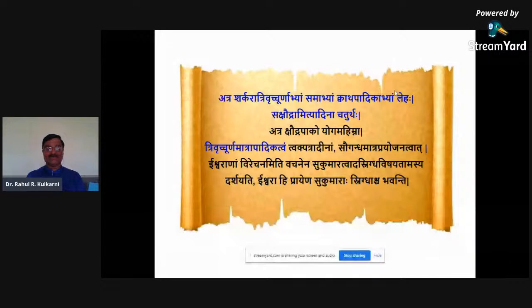Ishwaranam virechanamiti vachanena sukumaratvat snigdha vishetamasya darshayati. Now, wherever the term Ishwaranam comes, you have to consider that for the Sukumara and the Samyak Snigdha Purushas. So in those people, if you administer this, it will be most beneficial. Being Sukumaras, they can appreciate fragrant medicines to make it more palatable and more acceptable. These Patra are added as a Prakshepaka only to give the fragrance and flavor to the yoga. So they are not going to make any difference to the Virechaka effect.